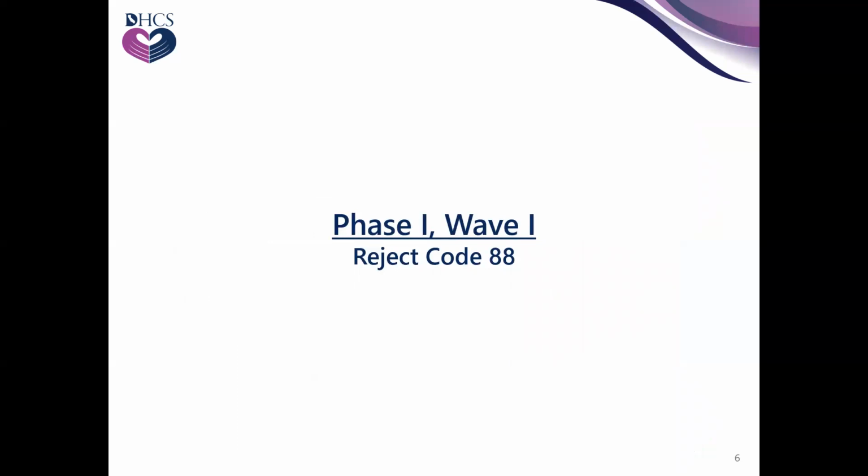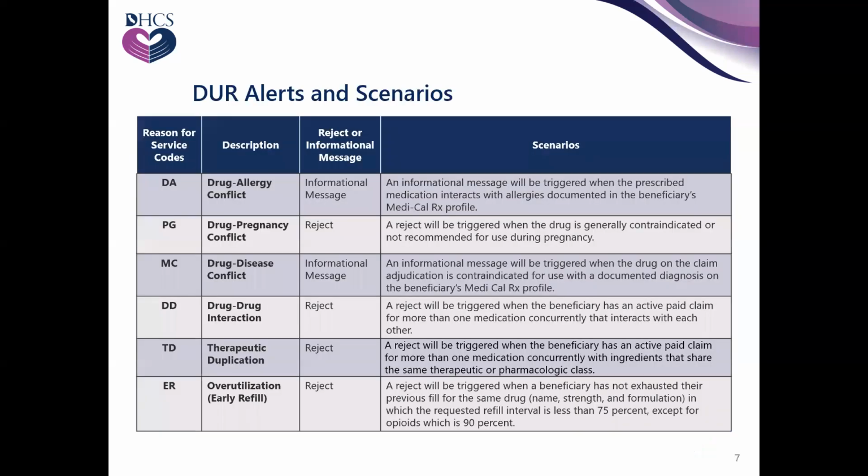In the first phase, we will focus on the reinstatement of Claim Edit Drug Utilization Review, or DUR, Reject Code 88, effective on July 22nd of 2022. Reject Code 88 will be reinstated. DUR alerts and scenarios will be displayed in the following 2 slides.